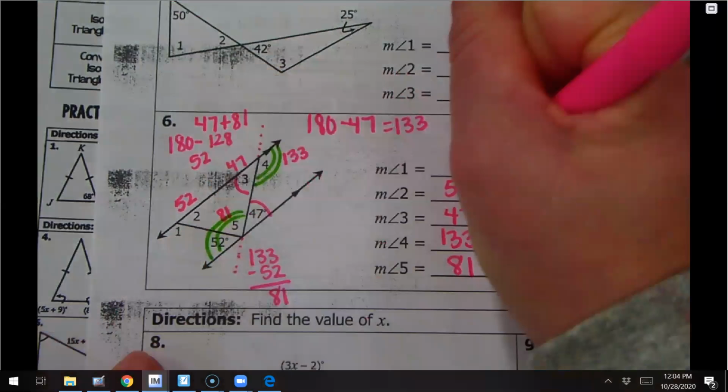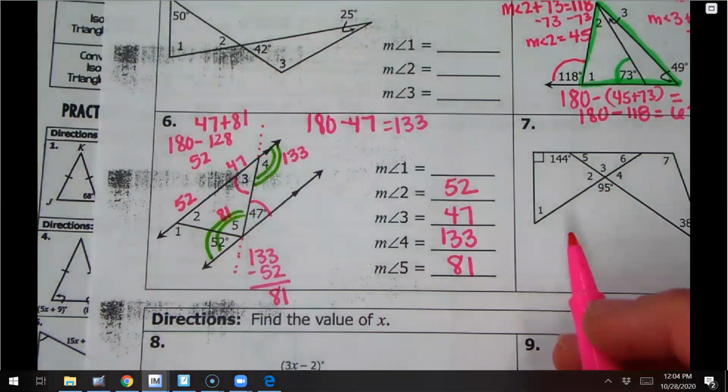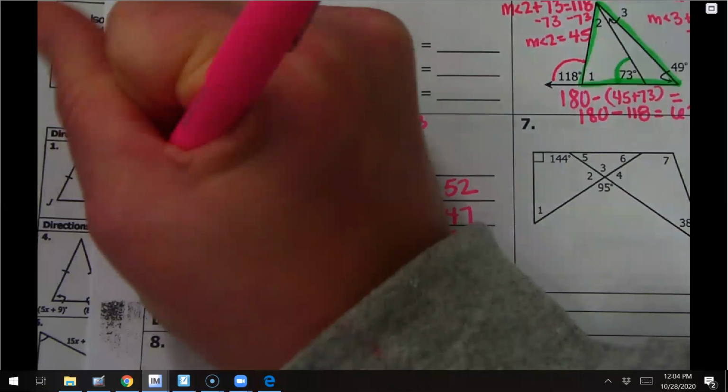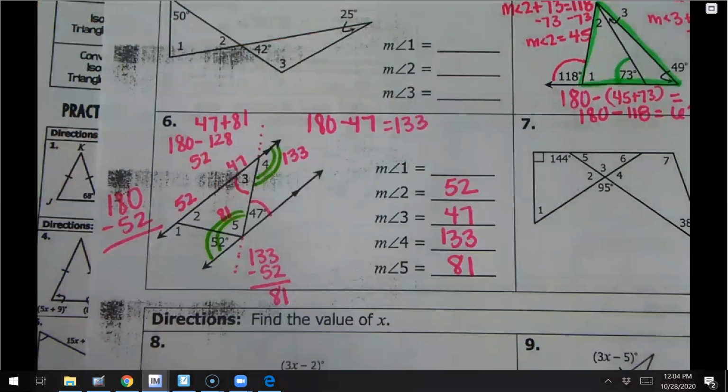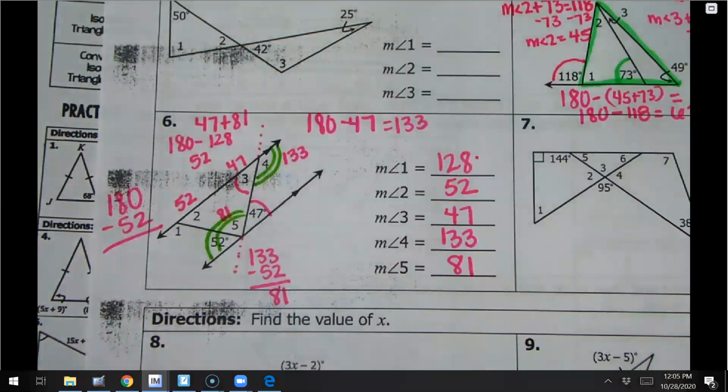It's 52. Now, what are 1 and 2 together? They're 180. They're a linear pair. So then I can just subtract 180 minus 52. 180 minus 52 is 128. Just one way to do it. There are other ways to get those same answers.